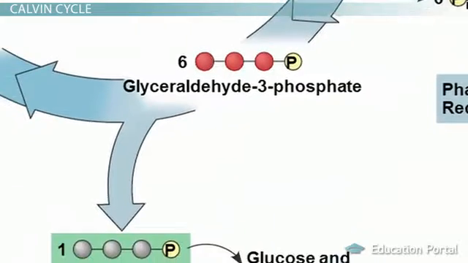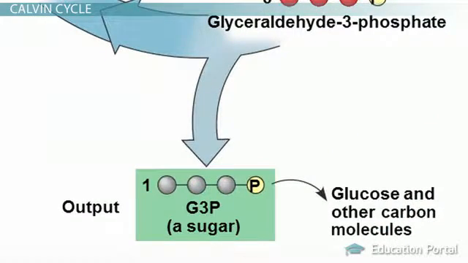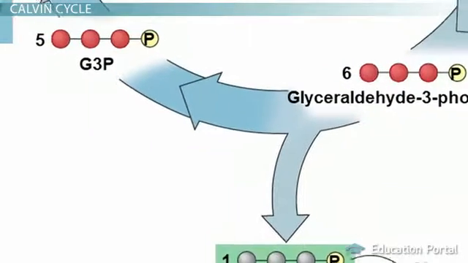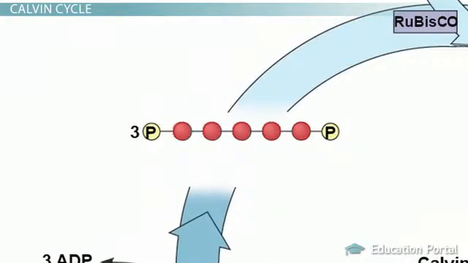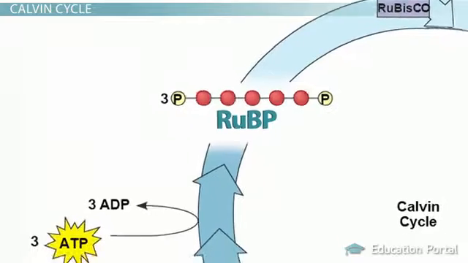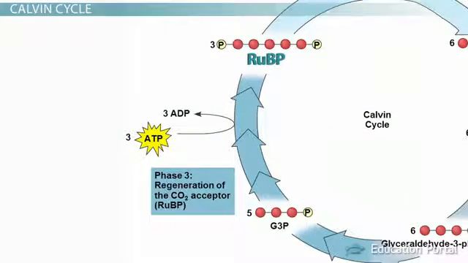One of these lucky G3P molecules gets used to create glucose or other carbon molecules as it exits the cycle, while the rest of the 5 molecules are rearranged with the aid of 3 ATP that recreate 3 RuBP molecules that can begin the cycle again. This is the regeneration of RuBP that allows the Calvin cycle to continue.